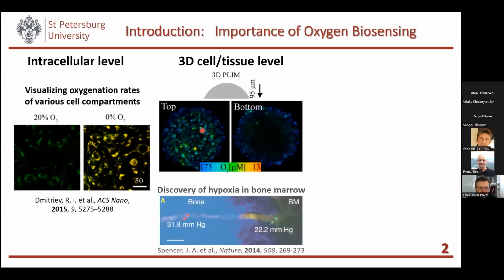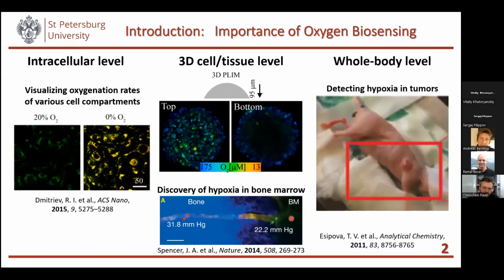And going to in vivo gives us several important pieces of information. For example, I would highlight the discovery of hypoxia regions in bone marrow. These regions are absolutely normal, and they are related to the stem cell development inside the bone marrow. So the use of oxygen sensing is quite beneficial for a deeper understanding of the basics of life. And of course, we also can visualize diseases and treat them.